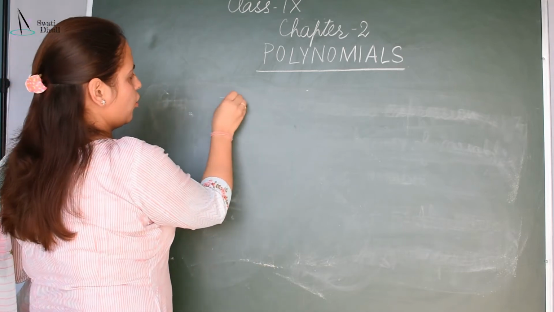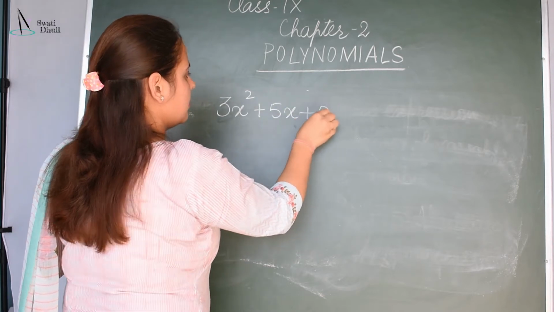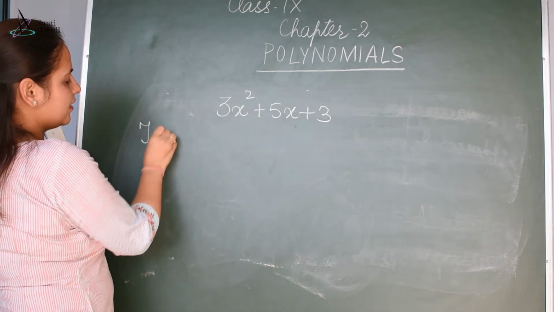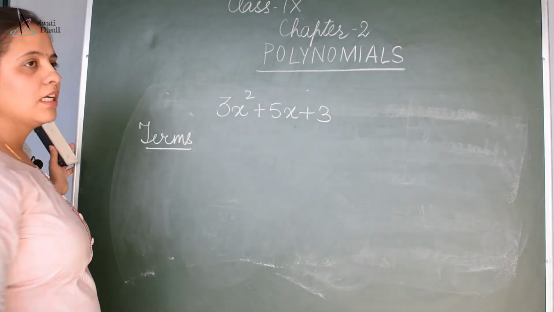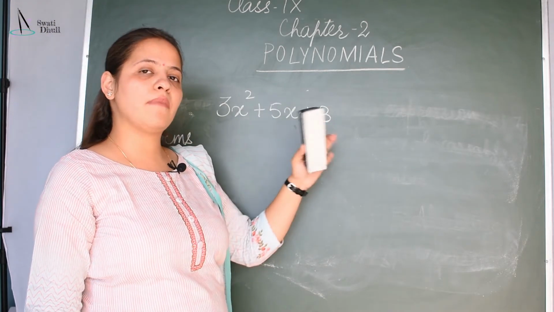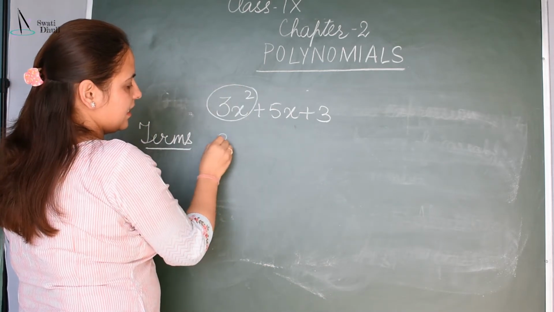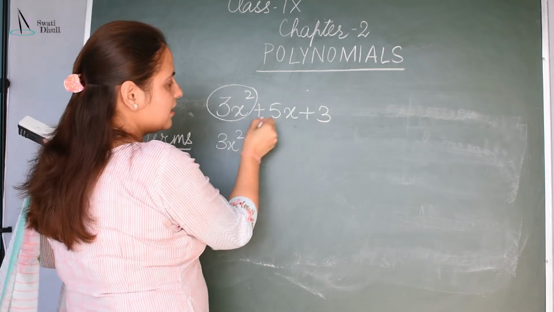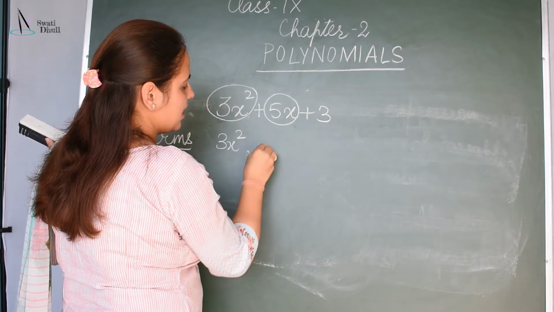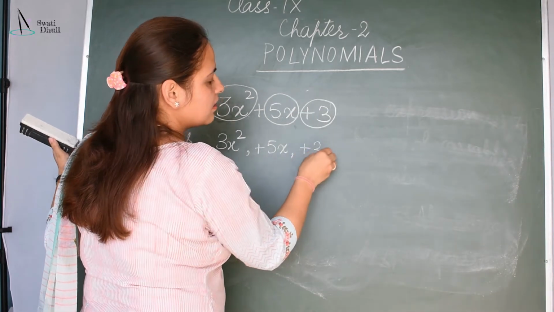Now, if I write any polynomial, let's say 3x square plus 5x plus 3. It is a polynomial. So let us define what the terms in this polynomial are. The terms are separated by either a plus or minus sign. So let us see here. This is your one term, that is 3x square. Your another term, they both are separated by a plus sign. So it is again one term, that is plus 5x, and one more term, that is plus 3.